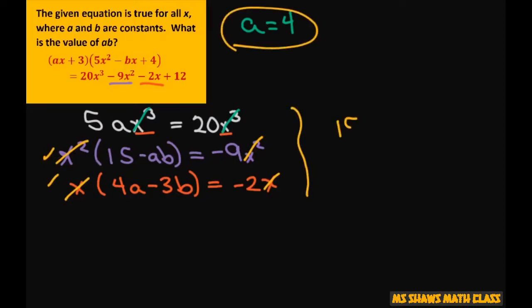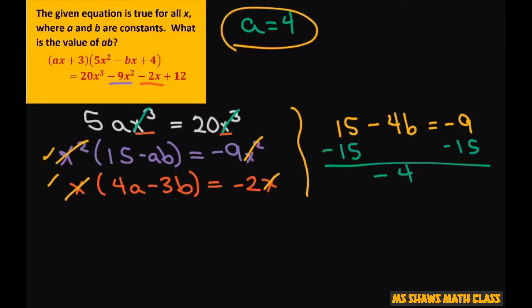So we have 15 minus 4b equals negative 9, since a is 4. And let's solve for b. So we're going to subtract 15 from both sides. Let me show my work. Negative 15 from both sides. So you get negative 4b equals negative 24. Divide both sides by negative 4. So b is 6. I'm going to write that there.